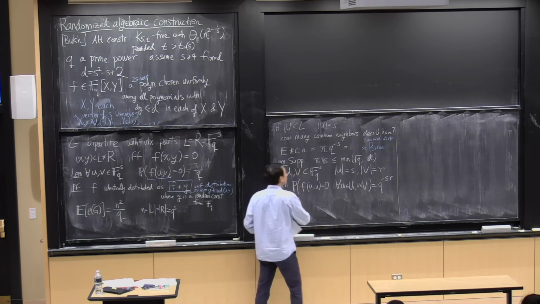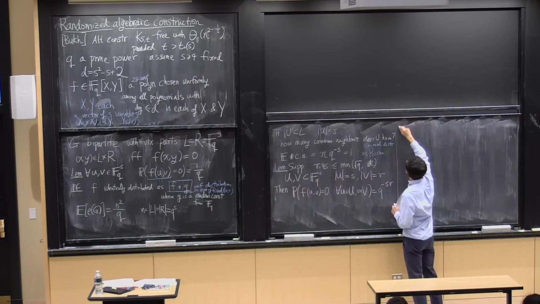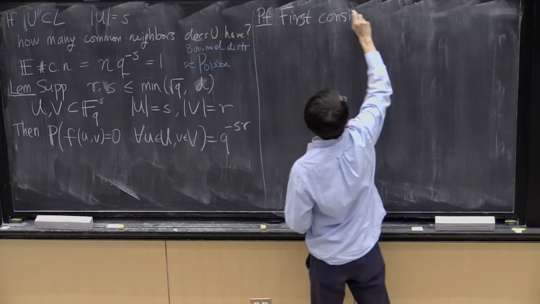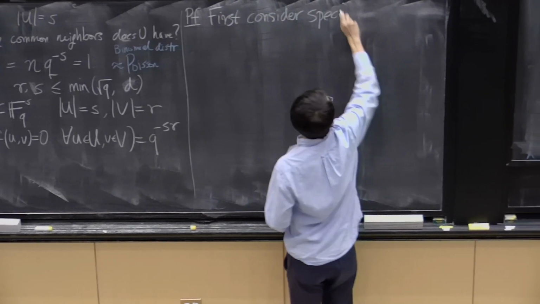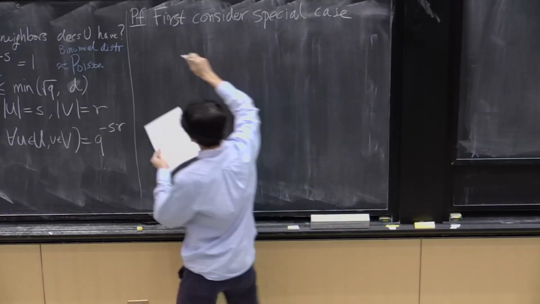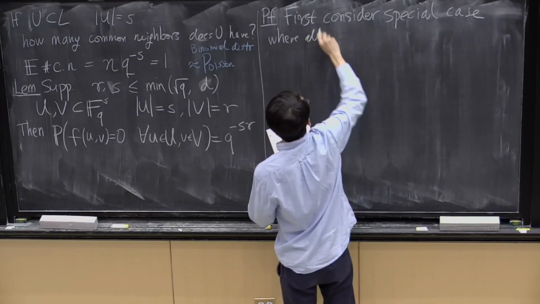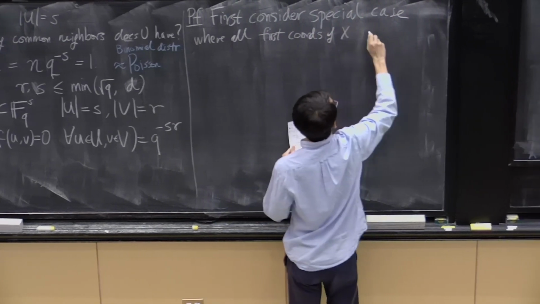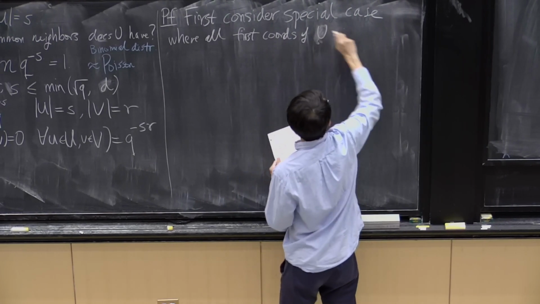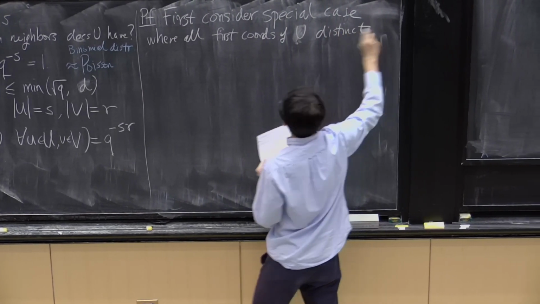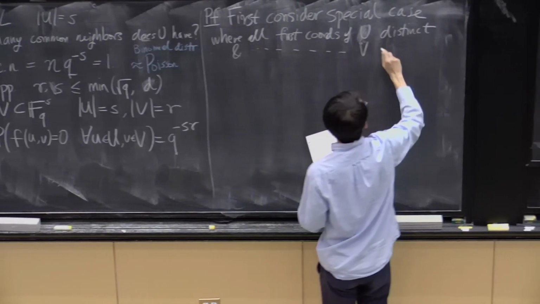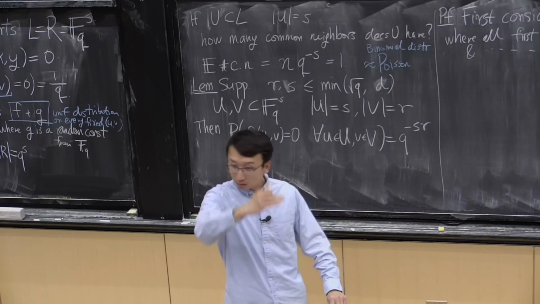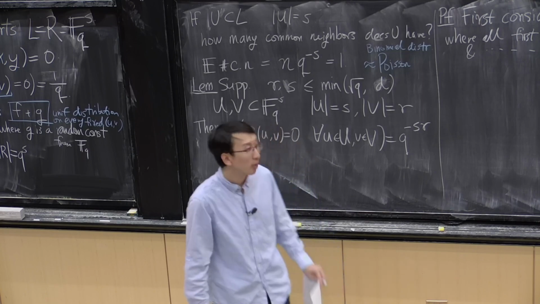So let's first consider this lemma in a somewhat simpler case, where all the first coordinates of U are distinct, and all the first coordinates of V are distinct. Suppose U and V have that form.